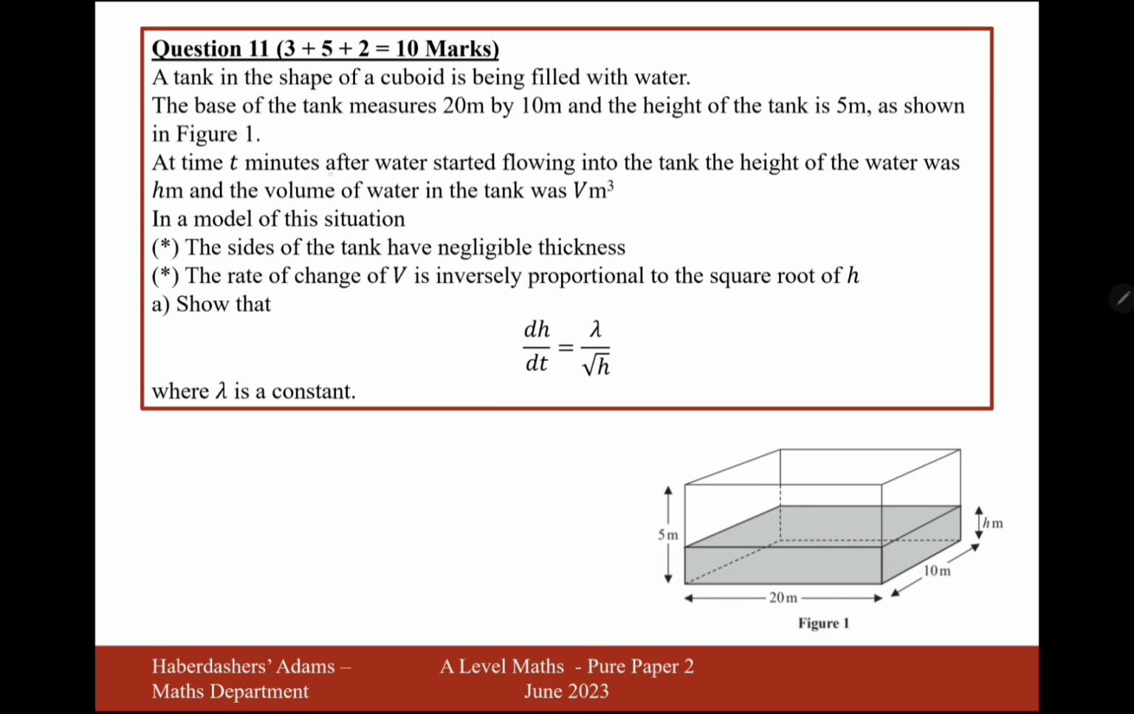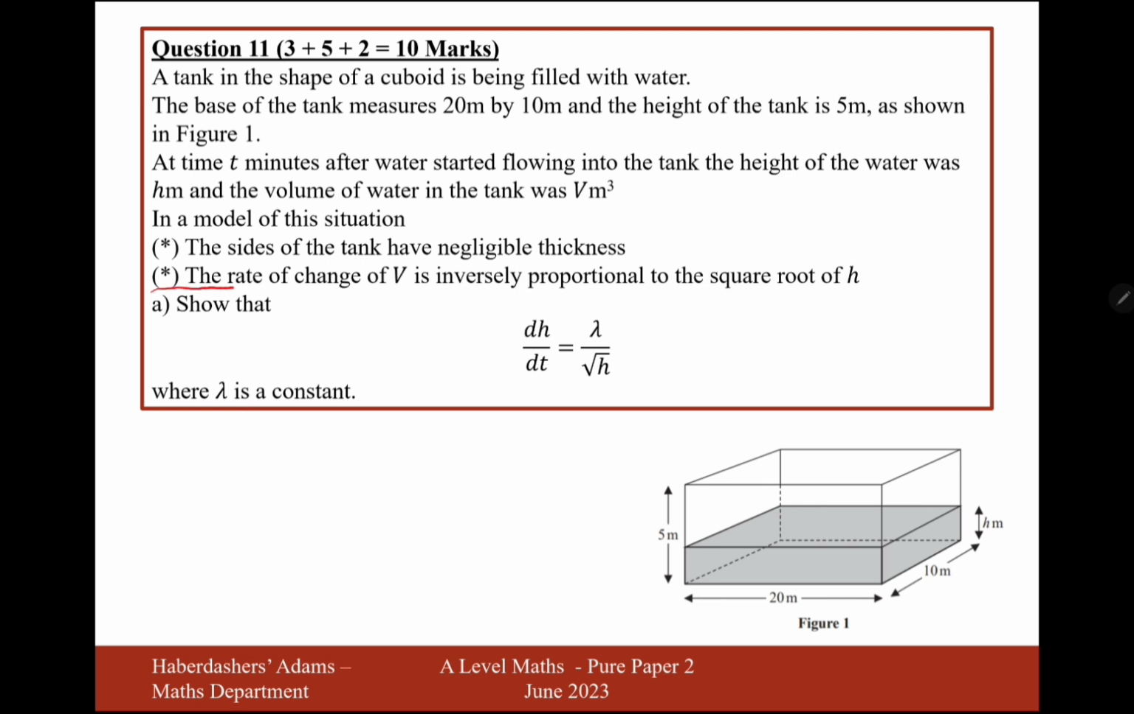At time t metres after water started flowing into the tank, the height of the water was h metres and the volume of the water in the tank was v metres cubed. In a model of this situation, the sides of the tank have negligible thickness and the rate of change of v is inversely proportional to the square root of h. Show that dh by dt is equal to lambda over the square root of h, where lambda is a constant.